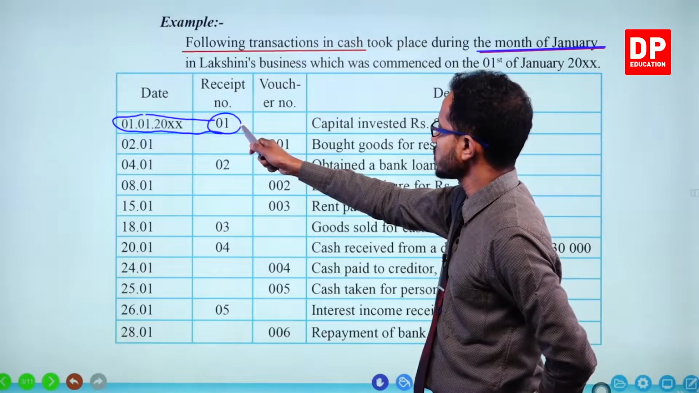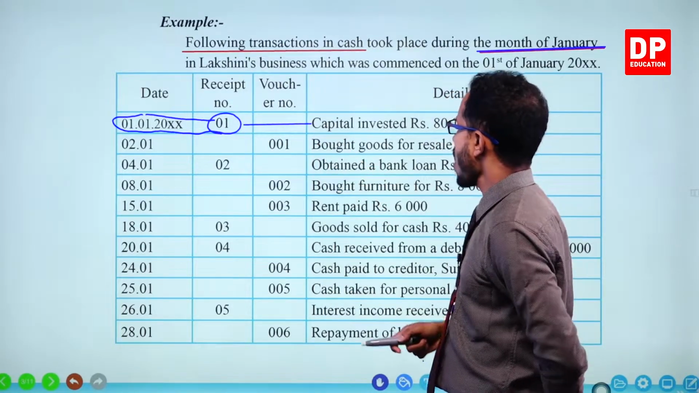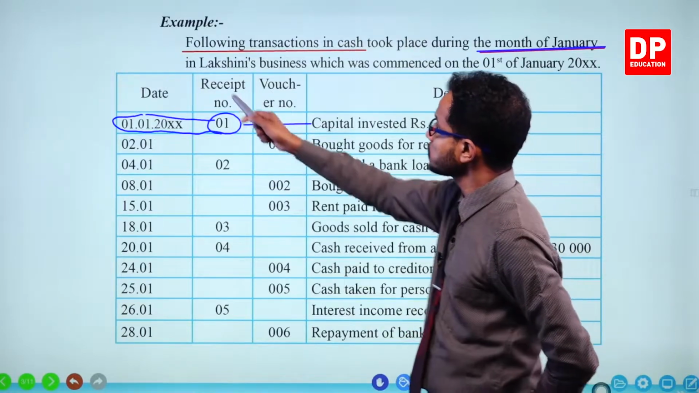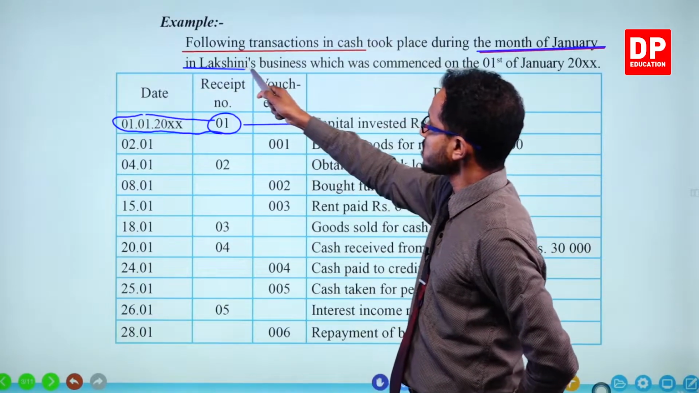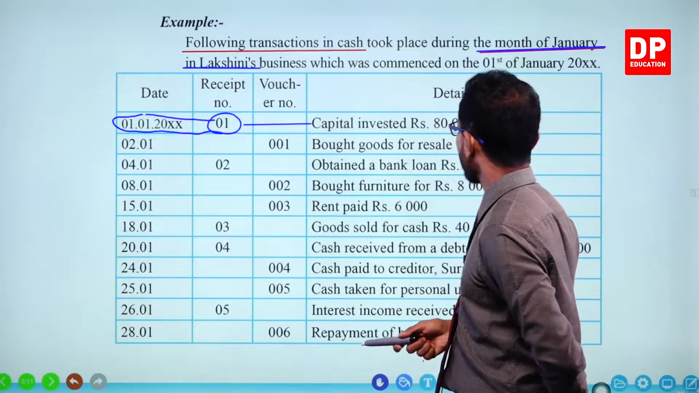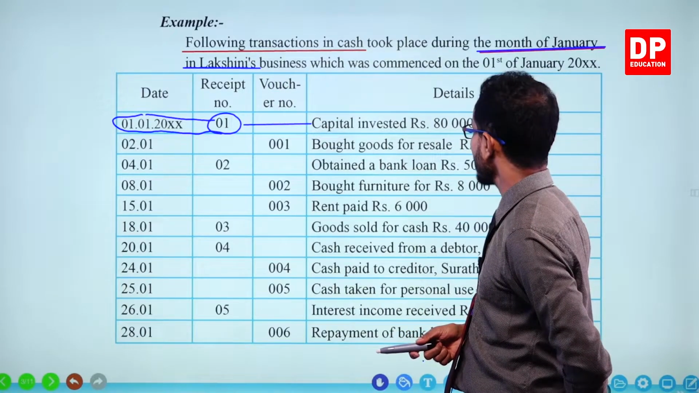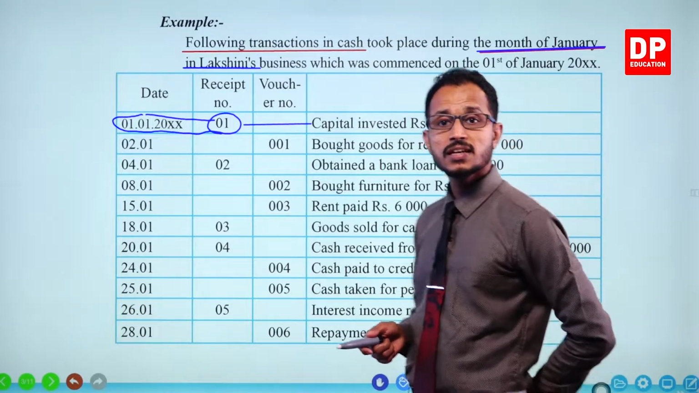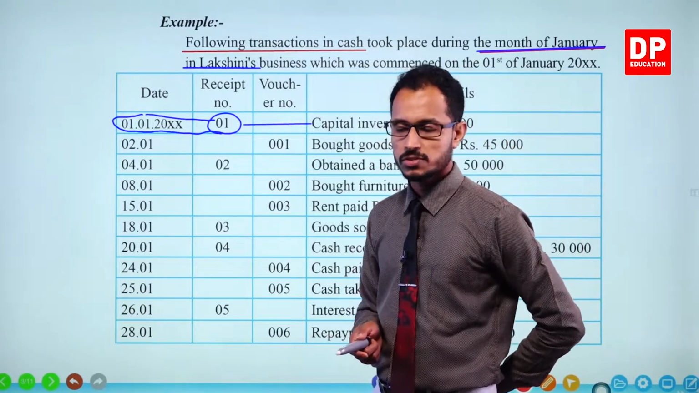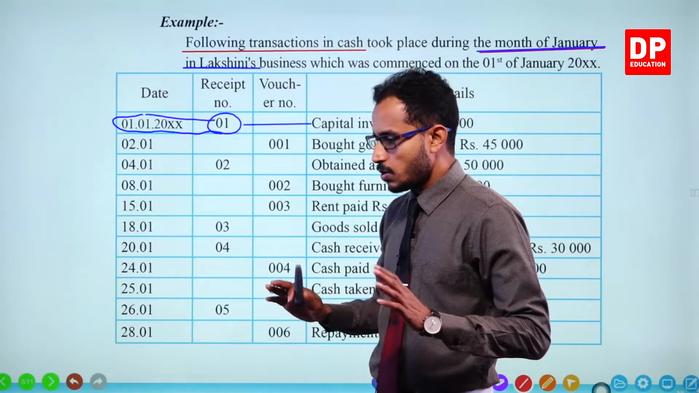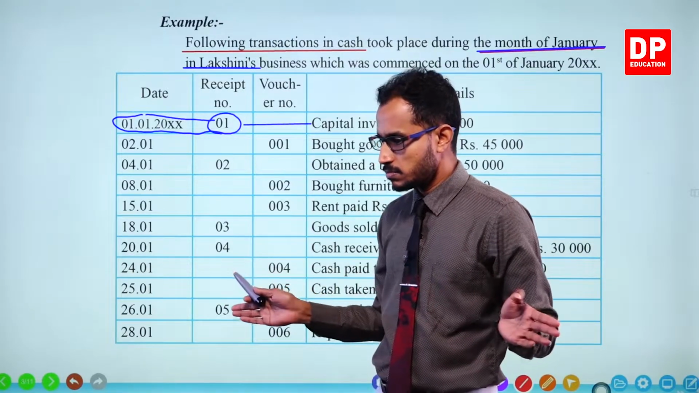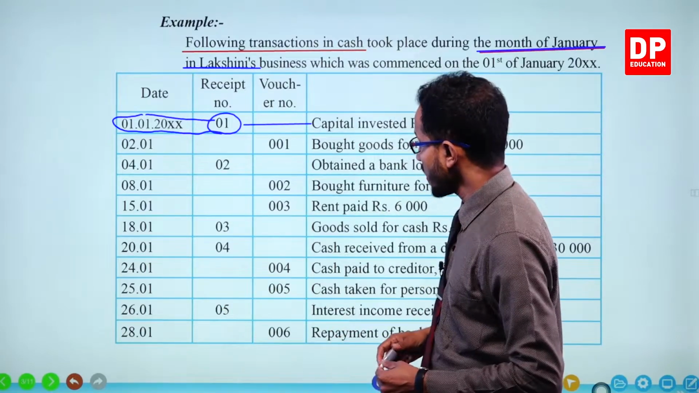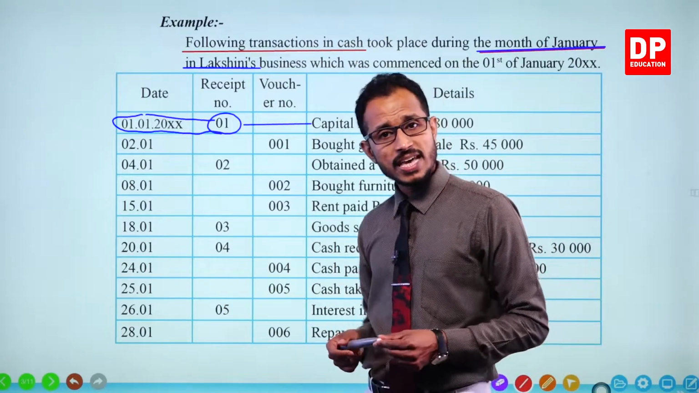And the transaction is what? Oh, capital invested. Lakshmi has invested capital rupees 80,000. That is the start of the business. How can we record this, children, in the cash book?